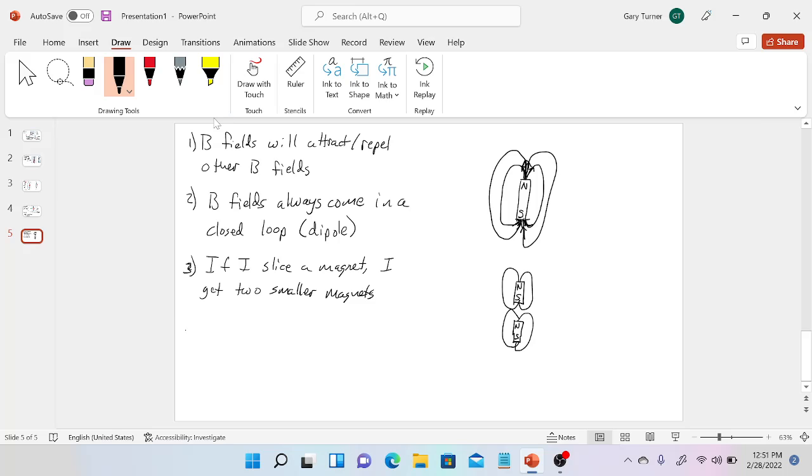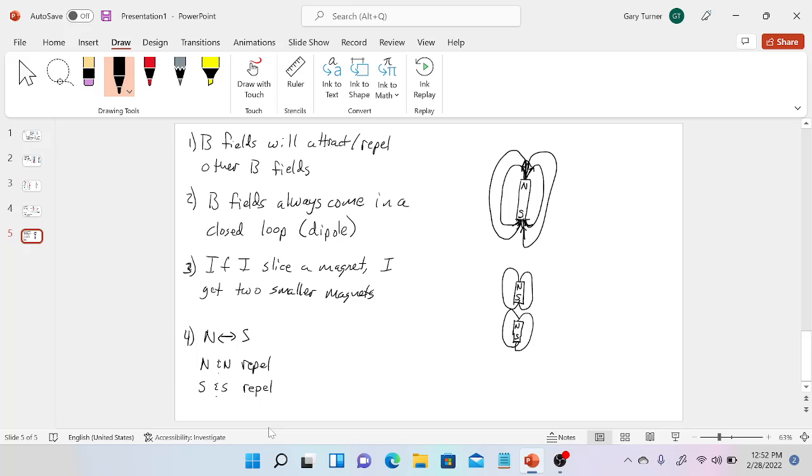And number 4, north and south attract. Okay, north poles and south poles attract, whereas north pole and north pole repel. And a south pole and a south pole also repel. North and north repel, south and south repel, but a north and a south will attract.